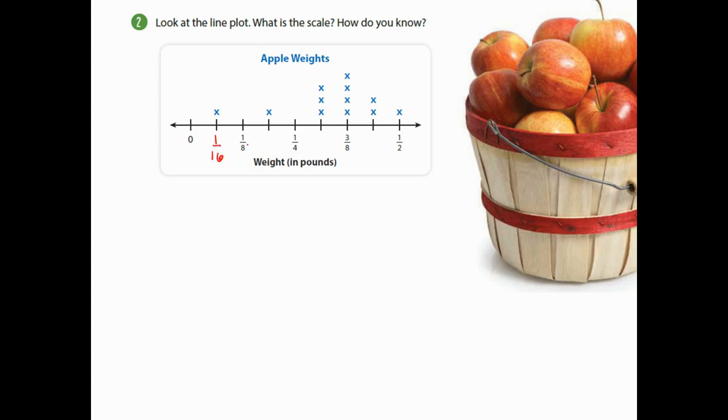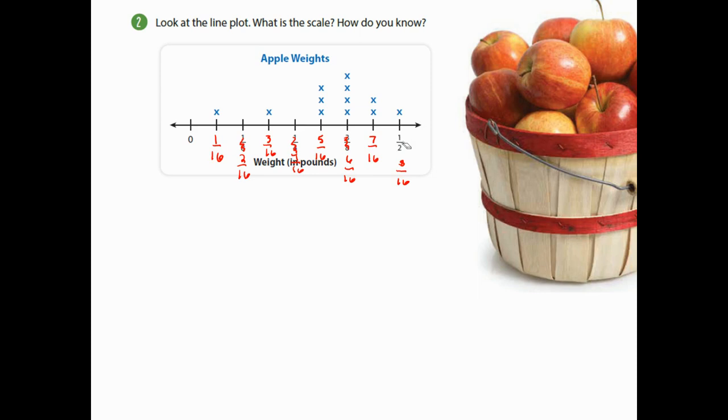What I mean by that, so I have 1/16, 2/16, 3/16, 4, 5, 6, 7, and 8/16. And let me go ahead and erase this.